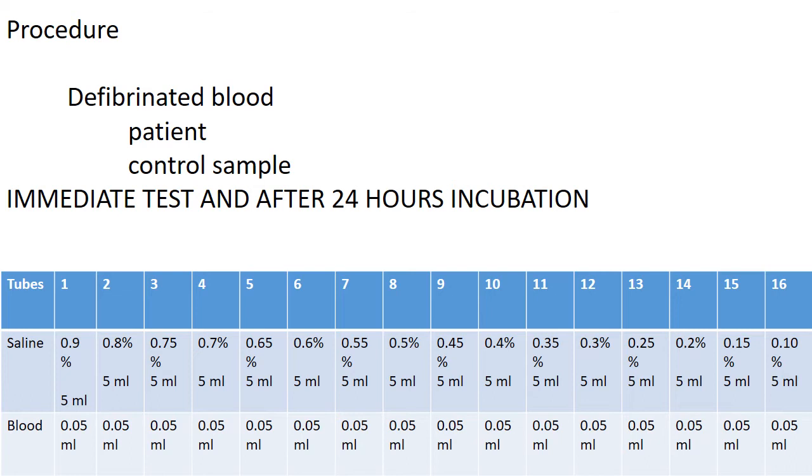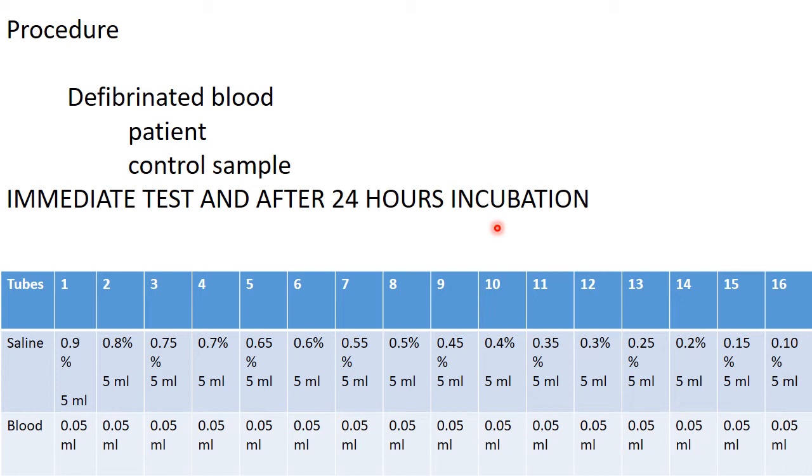We do the procedure in two methods. One is the immediate test, the other one is the test after 24 hours. So the separation of the sample is for the test after 24 hours. For the immediate test, set up the test within 2 hours of blood collection if blood is kept at room temperature, or within 6 hours if the blood is stored at 4 degrees centigrade. It is preferable to do the test immediately without any delay.